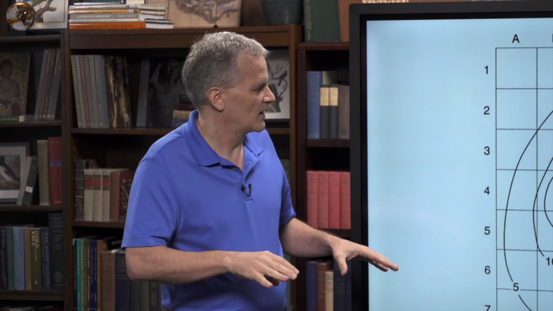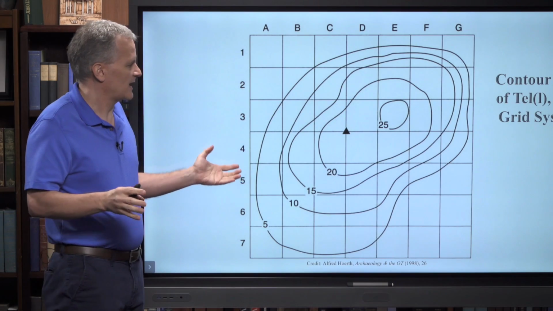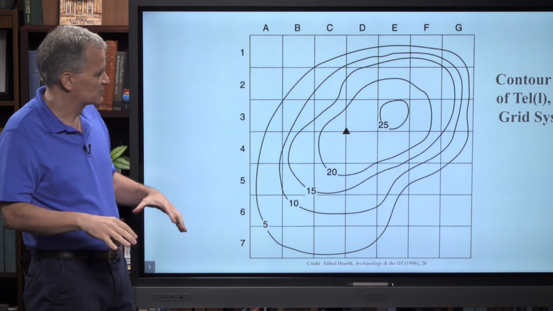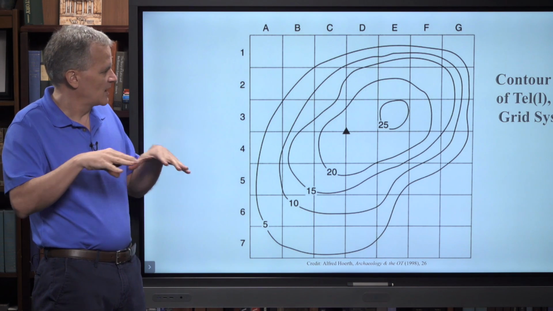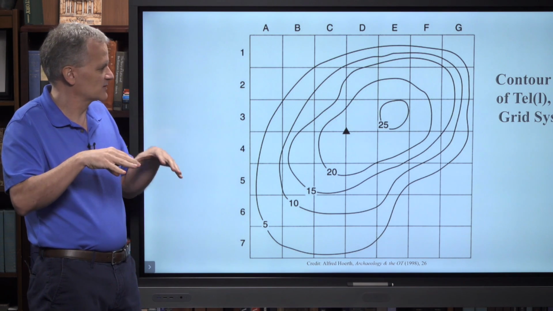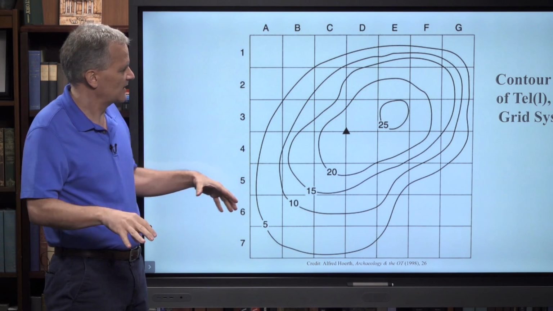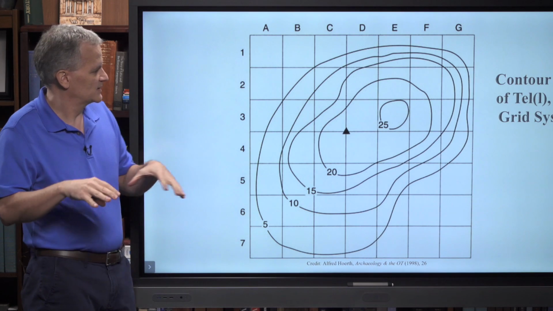your site may be founded on a different kind of basis. You could be excavating a site that's on sand, along a coast, or you could be excavating a tell. And a tell is essentially a mound. It's built up, and over time, it's built higher and higher because of future occupational phases. So the tell itself is a rise.